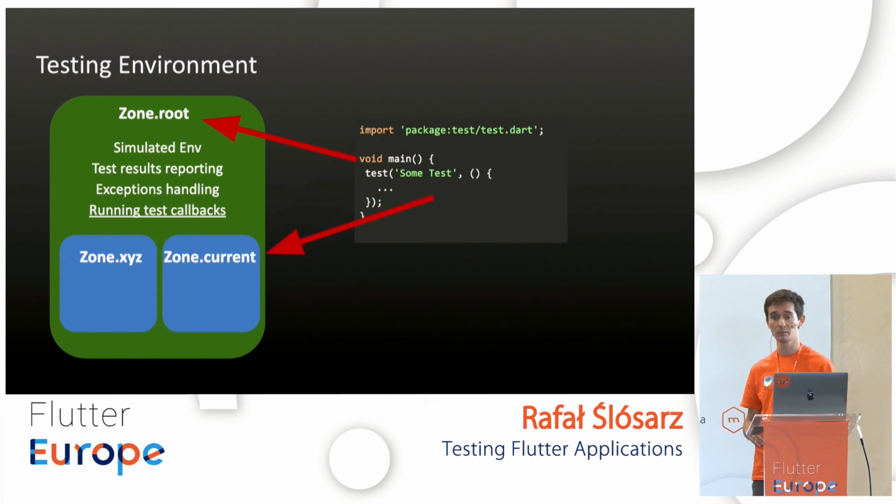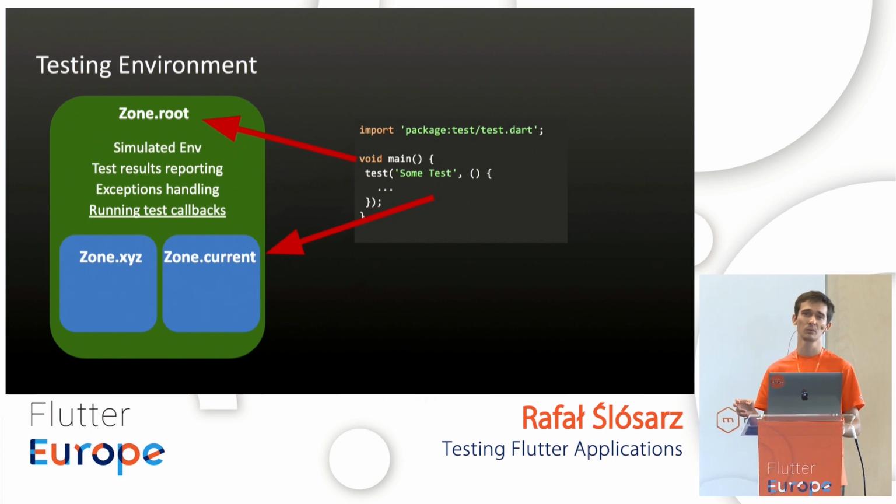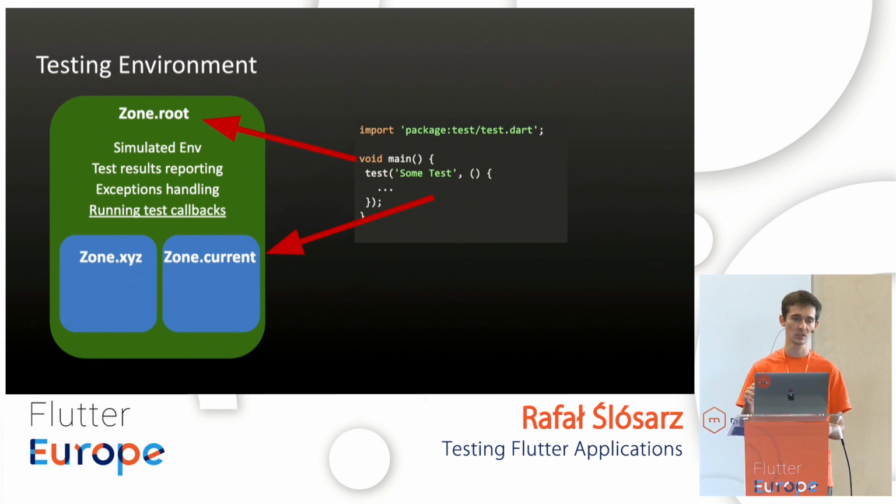Also, as a last thing, I have to say that we are not limited to only the one current zone. We can actually create our own zones as well, for example, to test some more advanced things like asynchronous protocols. That's not a problem. Okay.